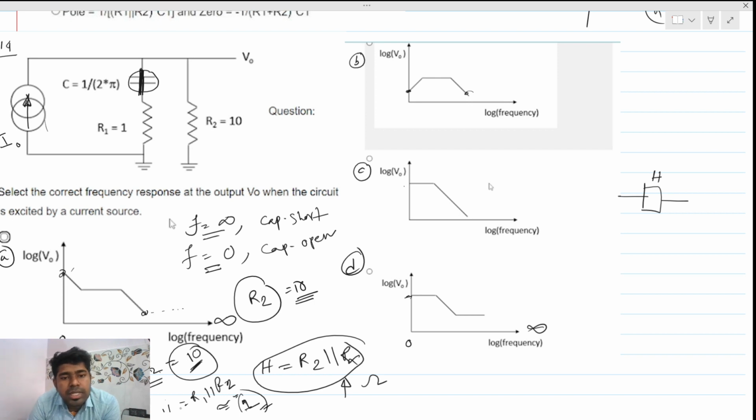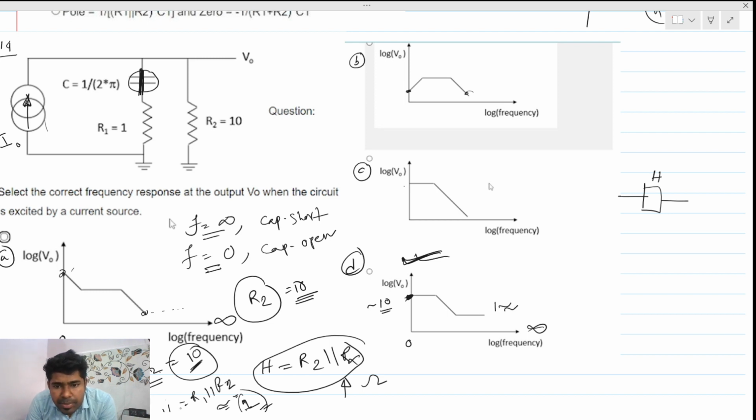We know that at f equals infinity, the output will be around 1 and it will be constant. So option 4 is our answer, because it fulfills our criteria: at f equals 0, the output is very high, around 10, let's say, and at f equals infinity, the output is around 1 and constant, right?